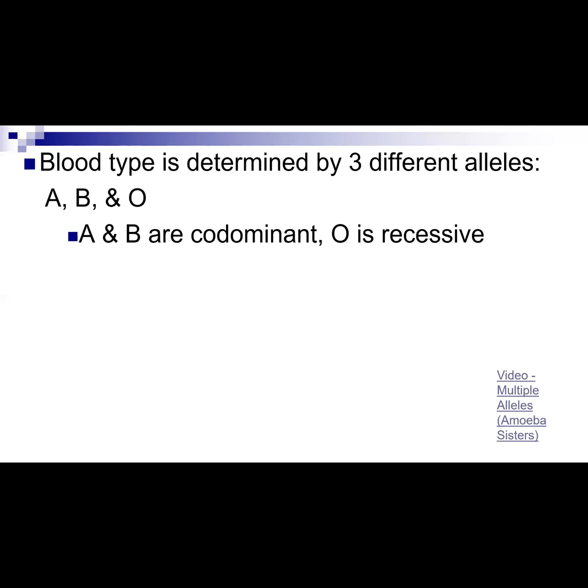A and B are codominant to each other. O is recessive to both A and B. So the only way for O blood type to show up, like in my husband, is for him to have 2 O alleles and no A and no B alleles. That's how O blood type shows up.